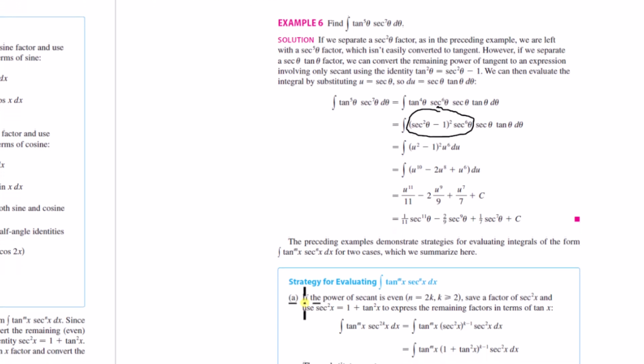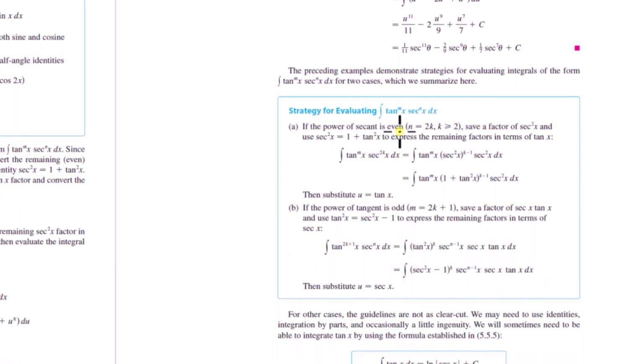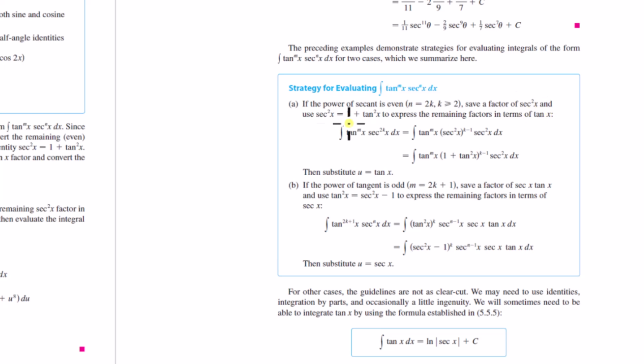All right, so they summarize here. If the power of secant is even, save a factor secant squared x, and then convert the remaining even secant power to 1 plus tangent squared x. And so you can then substitute u is equal to tangent x. Now the other case: if the power of tangent is odd, and secant can be any power except 0, save a secant x tangent x, then convert the remaining even power of tangent x to a function of just secant x, and you can then substitute u is equal to secant x.